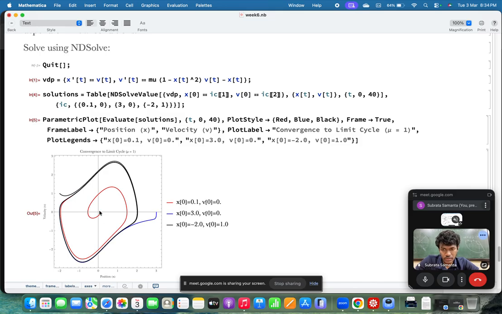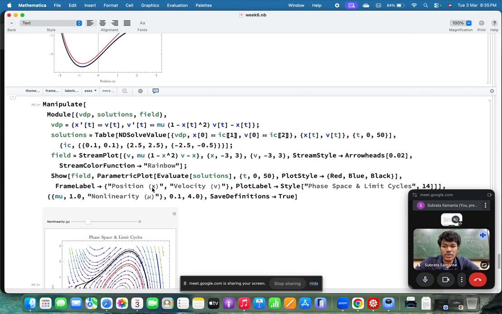And the third one I start from a different point, at x equals minus 2 and v0 equals 1. See, all the curves basically converge to an isolated trajectory, the same closed trajectory. So, this is the limit cycle. They do not depend on your initial positions or velocity. Wherever we start, after some time they reach a closed isolated trajectory. This is called the limit cycle.